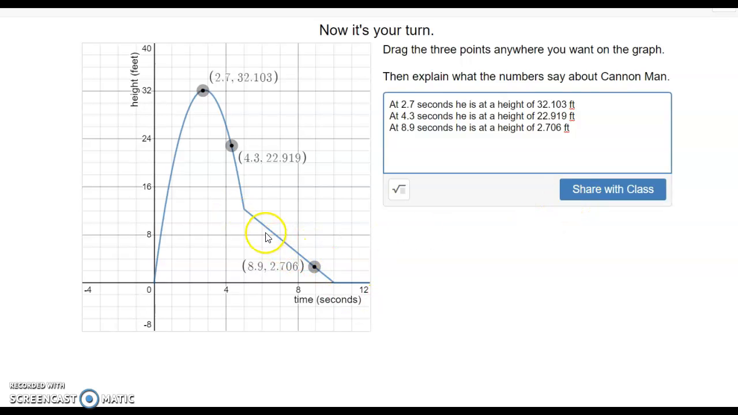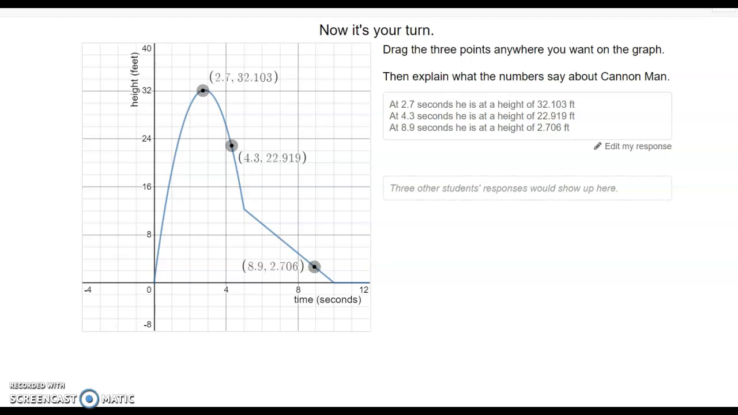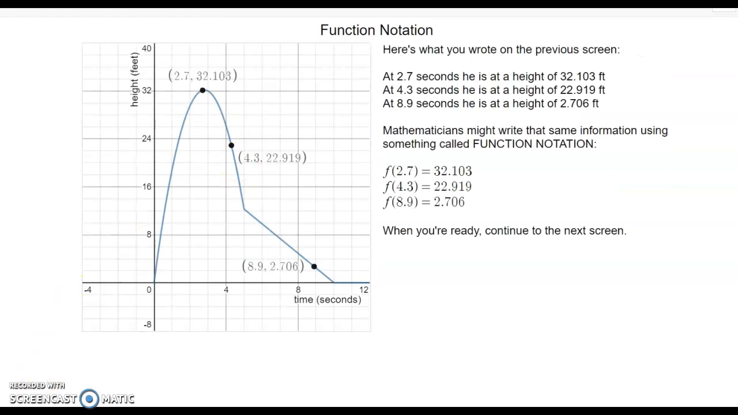So remember, you can drag any of these anywhere. My suggestion would be not to use 0, 0, because that one's pretty easy, and not use the one right here that we just did. So you're going to click share with class, make sure that you share with the class, and hit the next button. Looking at the next screen, it'll tell you what you wrote on the previous screen.